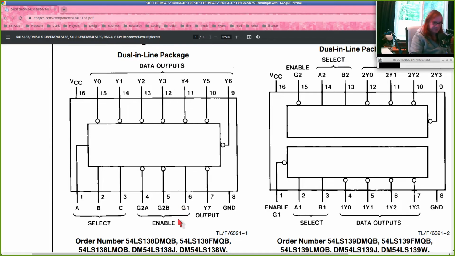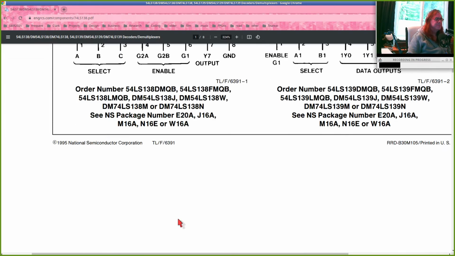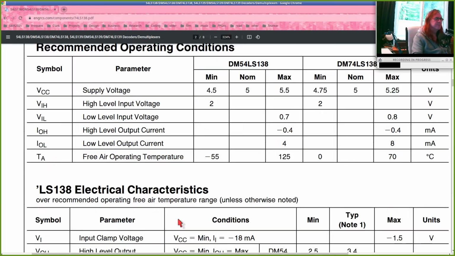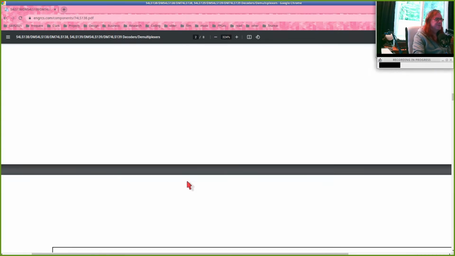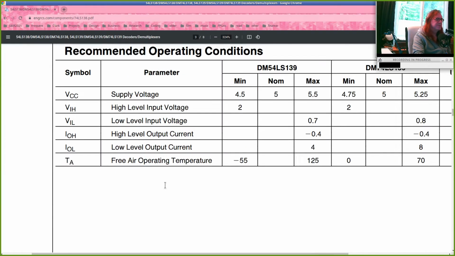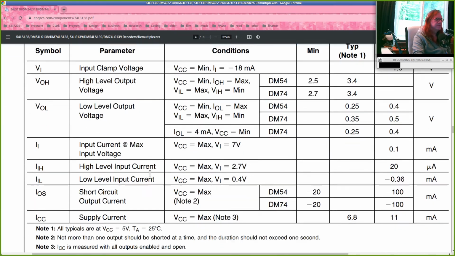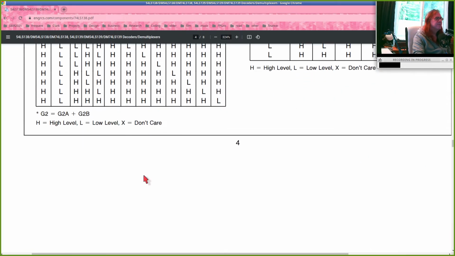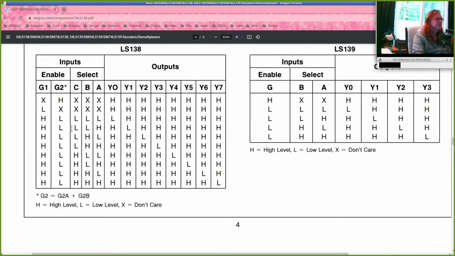Sorry, let's go back to the truth table. To enable the device to work, G2 star has got to be low, and G1 has got to be high.